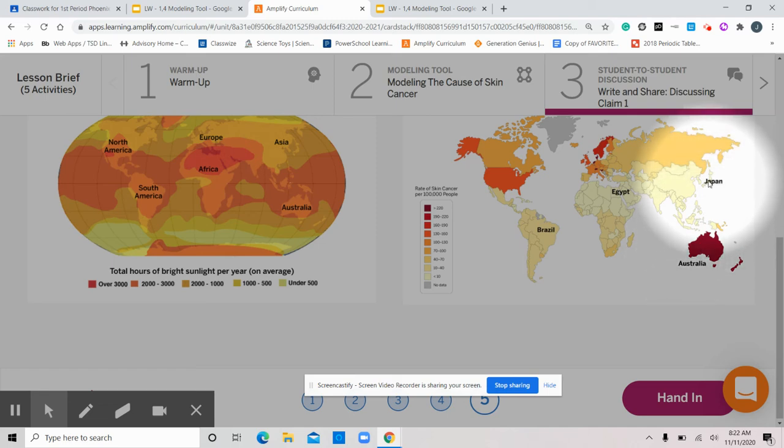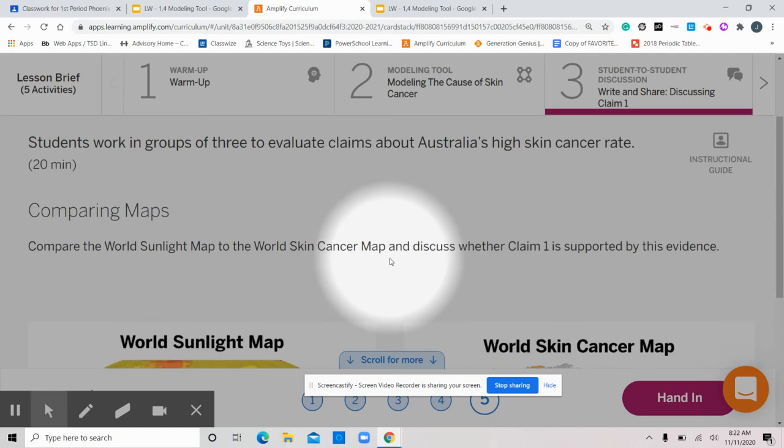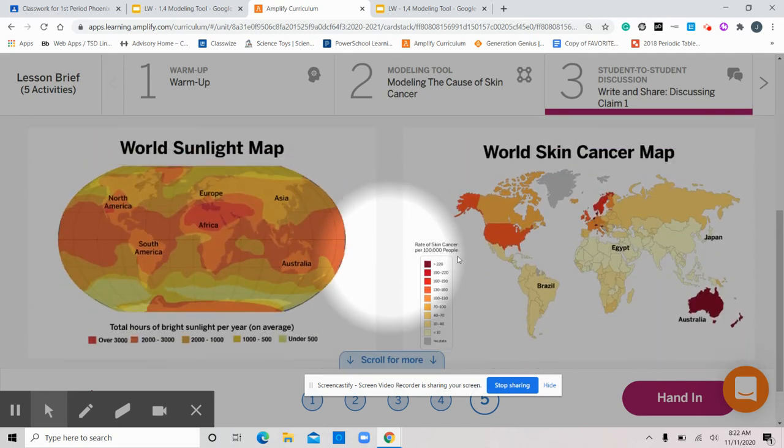We see Japan has a lower rate than Australia, which means if we were just looking at Japan and trying to figure out if claim 1, that Australia just gets a lot of sunlight and that's why there's skin cancer, was true, then we should see places like Egypt be higher and Japan be lower. But we're seeing Japan is lower, so that kind of matches up.